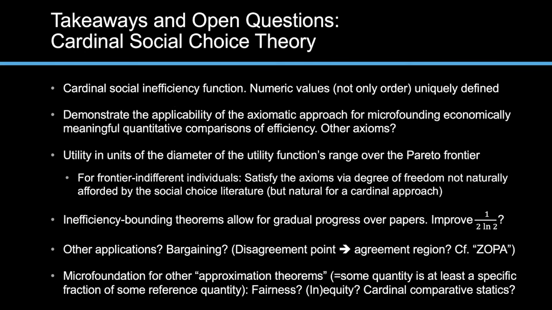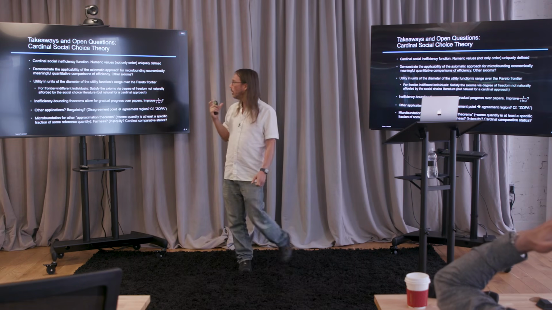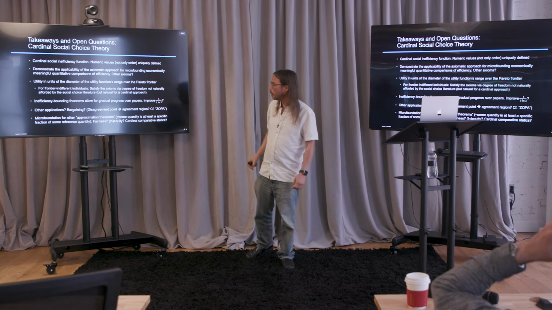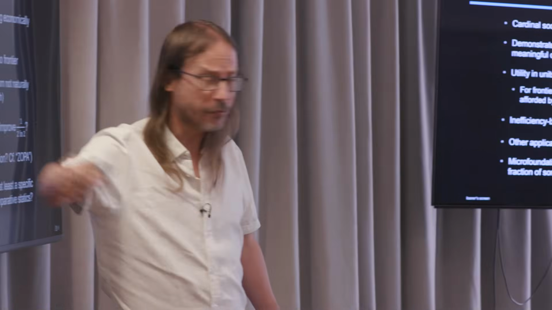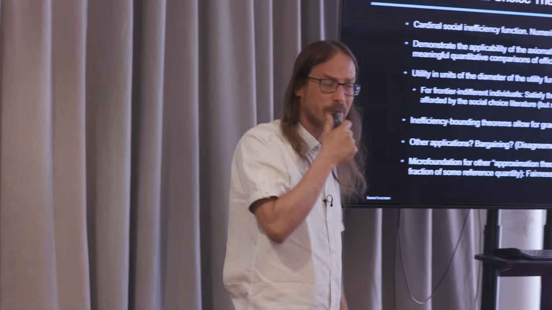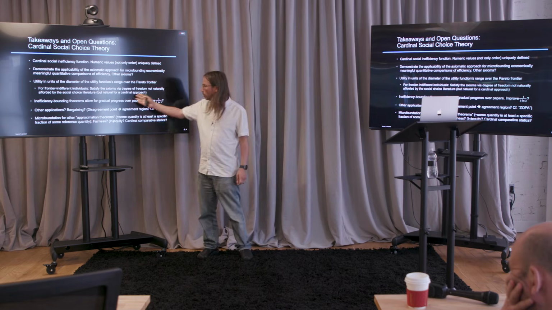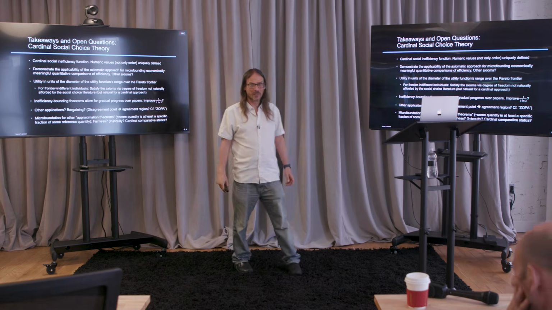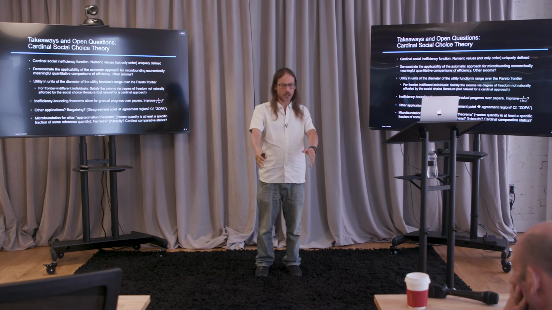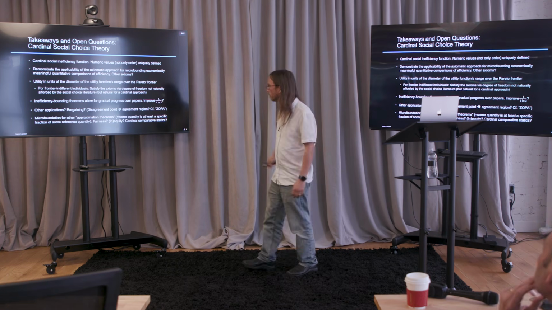Maybe there are other axioms to do this, better axioms. I would love to see follow-ups on that. Our utility is in units of the diameter of the utility function's range over the Pareto frontier. For frontier indifferent individuals, those that we talked about, we satisfy the axioms using a degree of freedom that we don't usually get in the social choice literature, but we do get with the cardinal approach. It's kind of saying these two are so bad that we're going to squint at them and say they're the same, they're both infinity, rather than saying which is better, which is worse.